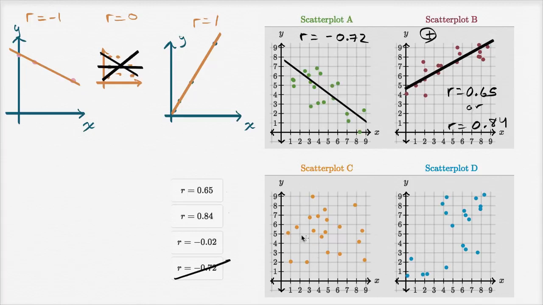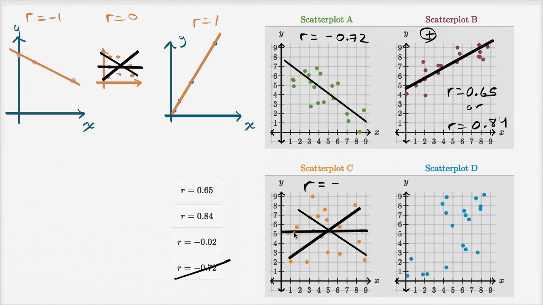I also get scatter plot C. Now this one's all over the place. It kind of looks like what we did over here. What does a line look like? You could almost imagine anything. Does it look like that? Does it look like that? Does a line look like that? There's not a direction where you could say, as x increases, maybe y increases or decreases. There's no rhyme or reason here. So this looks very non-correlated, and this one is pretty close to zero. So I feel pretty good that this is the r is equal to negative 0.02.